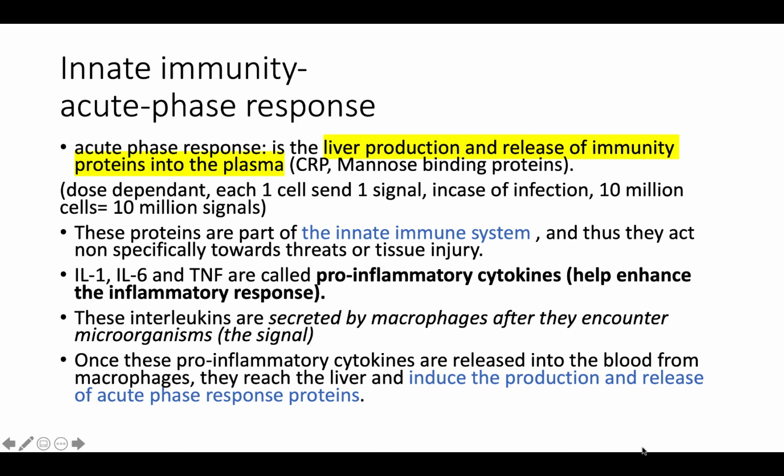Alongside interleukin 6 and tumor necrosis factor, that yeah, I'm a macrophage. I have met a foreigner. I need to tell the liver, إنه أنا في هنا too many foreign microorganisms. I need to tell the liver, إنه now we need to start our acute phase response. So it sends these signals. It's picked up by liver cells to release their supply of acute phase reactants. Once these هدول بوصلوا in the blood, they from the macrophages they release the induced production and release of these proteins.